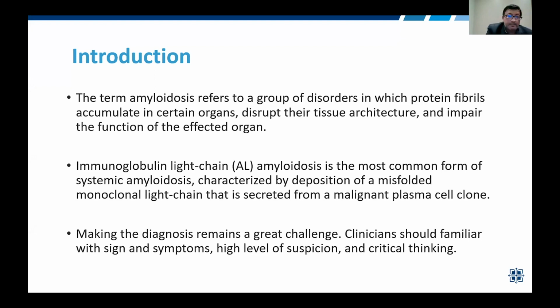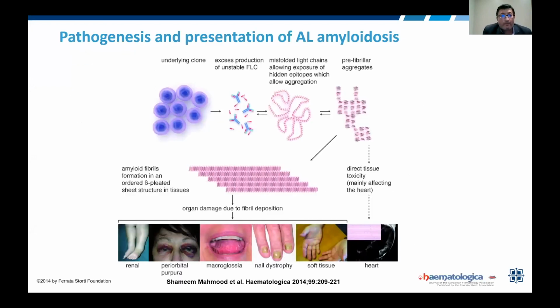Now, here is a cartoon that just tells you what this amyloidosis is. It's a very simple and basic diagram. You can see first there is a malignant plasma cell clone, which is a B cell clone.